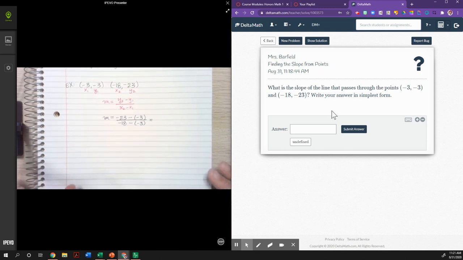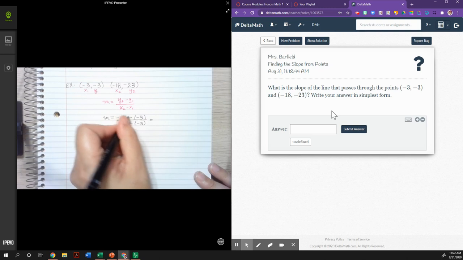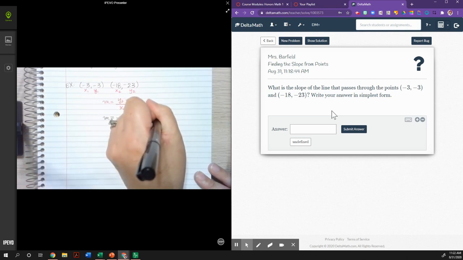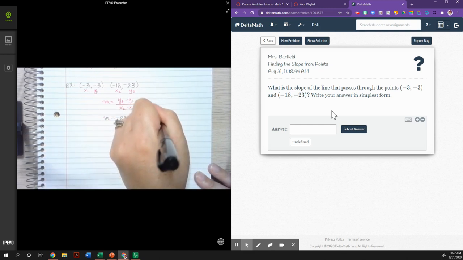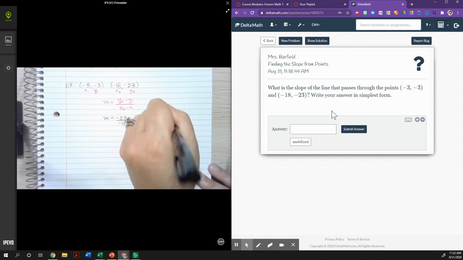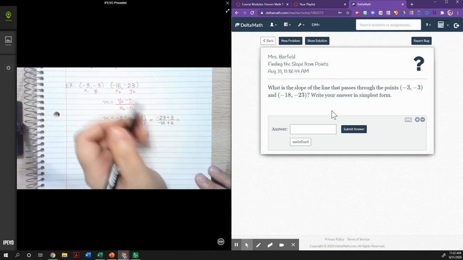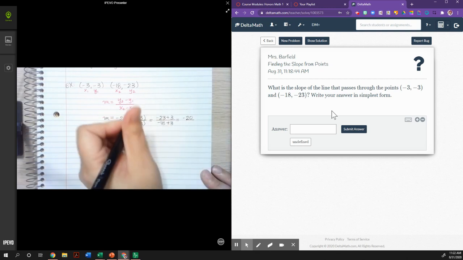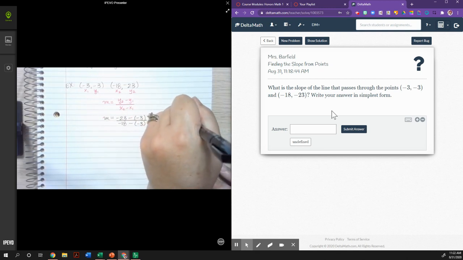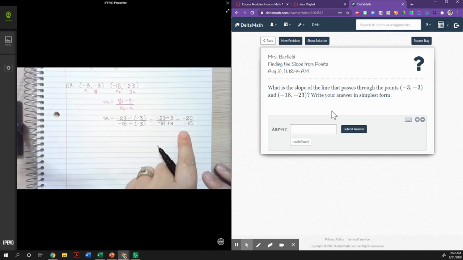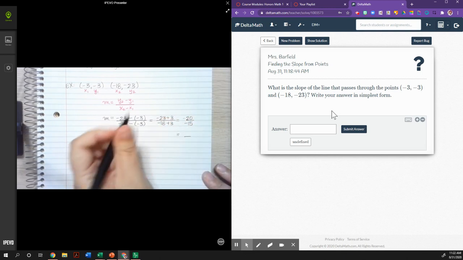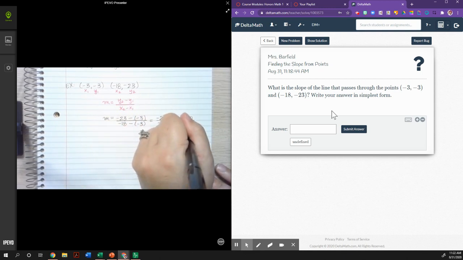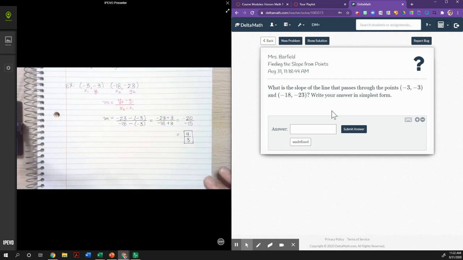So if I don't have a calculator, how do I make my life easier? Well, I know that if I have 2 negatives, that equals a positive. So that's really -23 plus 3 over -18 plus 3. Okay, so -23 plus 3 is -20, and -18 plus 3 is -15. Now you have to simplify your fractions. A negative over a negative is a positive. I can divide the top and the bottom by 5, so 4 over 3. So that is my slope.